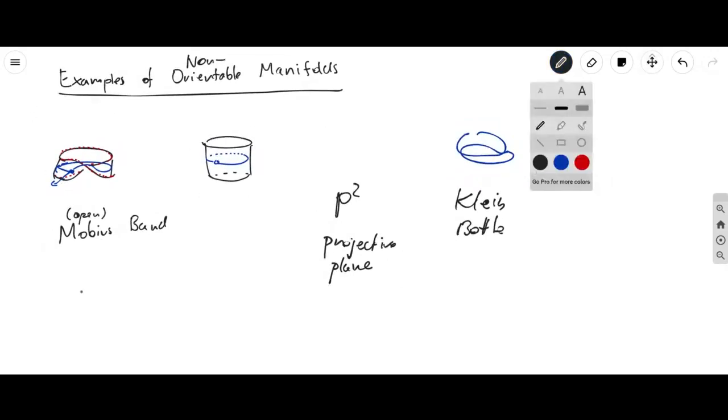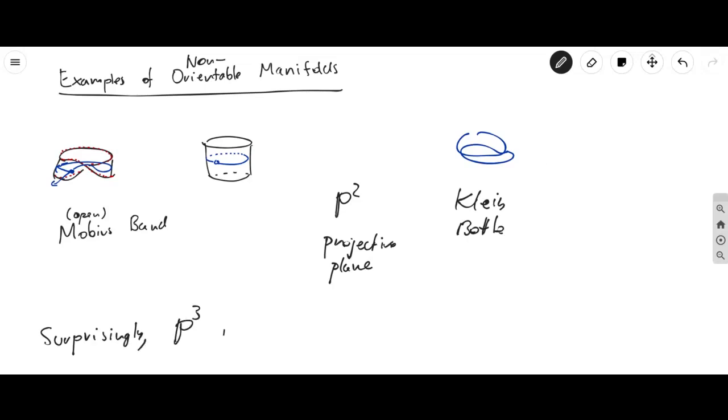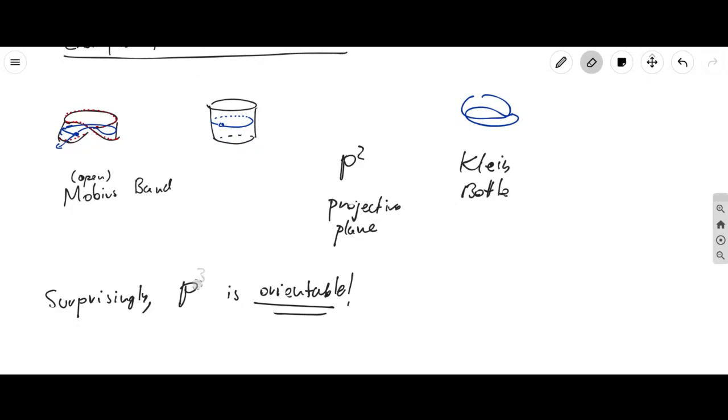Now, another one that might surprise you: P3 is orientable. So this three-dimensional projective space is orientable. And actually, the interesting thing about our definitions is all of our examples have been surfaces, but the definition will work for an arbitrary n-dimensional manifold. And that's going to be the nice thing about our definition.